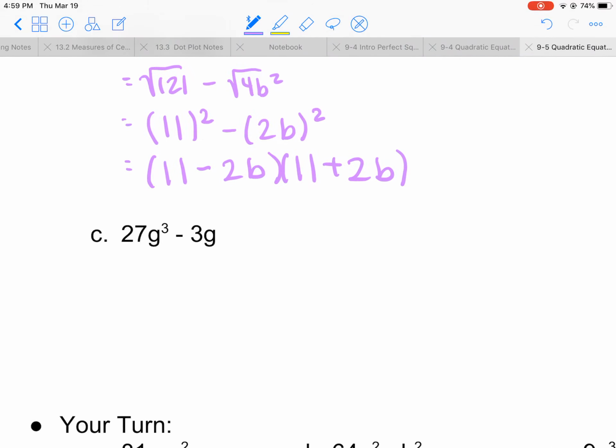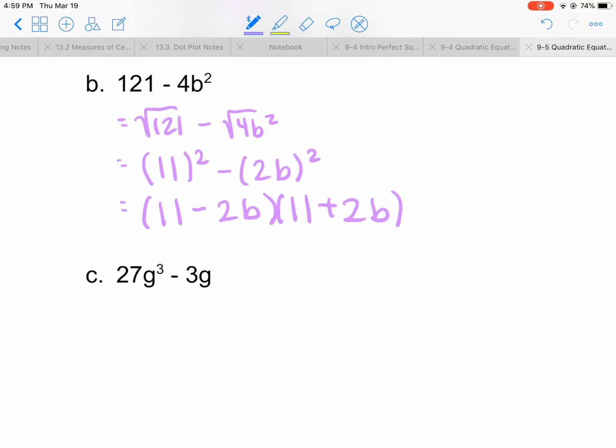And the last one that we'll do together, I have 27g cubed minus 3g. So notice here, you have g's everywhere. You have a g that is a greatest common factor, so you can pull it out. And you also have a 3 that is a greatest common factor. So 27 divided by 3 is 9. So you're going to pull out a 3g, and you're left with 9g squared minus 1.